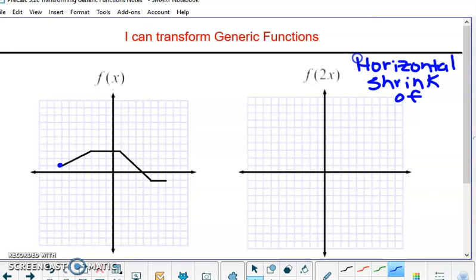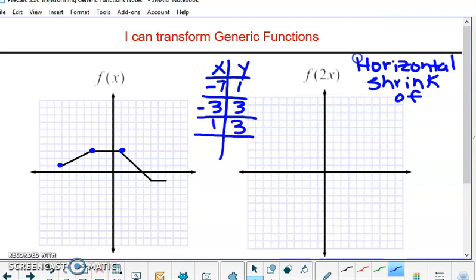So if I look at this point, it is left 7, up 1, so I'm going to make a little table. Left 7, up 1. Next point here is negative 3, 3. This is right 1, up 3. Right 5, down 1. And the last point is right 7, down 1. Okay? So we're taking all the points where the graph seems to change directions and also the beginning and the end.